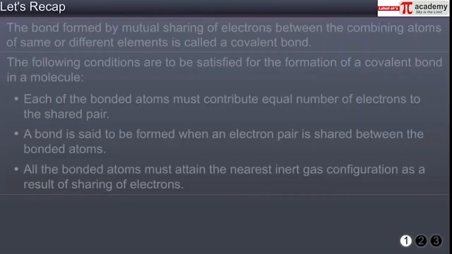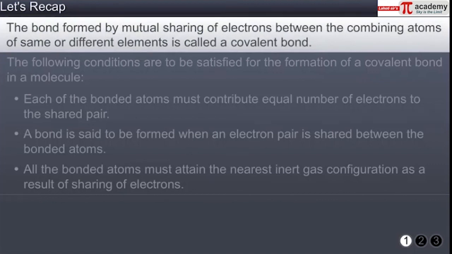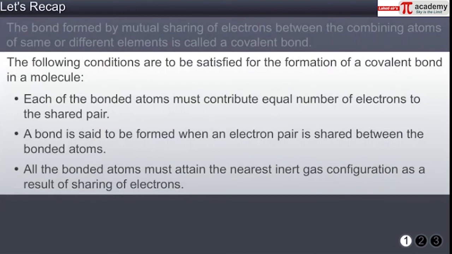You have now reached the end of this module. In this module, you learned that the bond formed by mutual sharing of electrons between the combining atoms of the same or different elements is called a covalent bond. The following conditions are to be satisfied for the formation of a covalent bond in a molecule. Each of the bonded atoms must contribute equal number of electrons to the shared pair. A bond is said to be formed when an electron pair is shared between the bonded atoms. All the bonded atoms must attain the nearest inert gas configuration as a result of sharing of electrons.